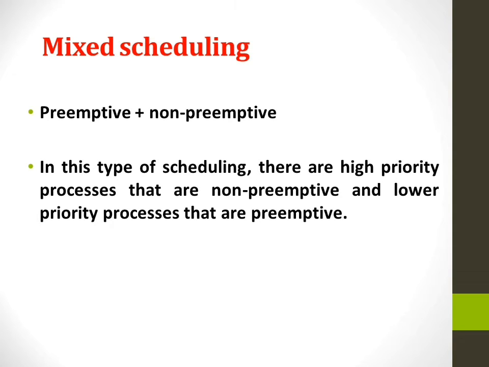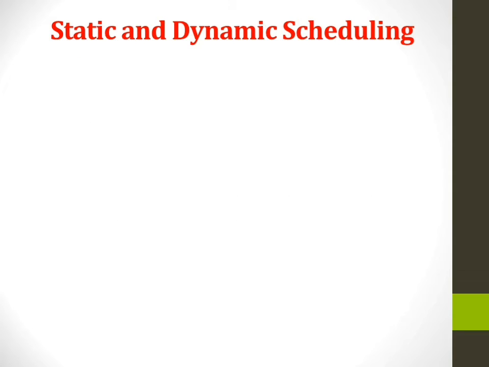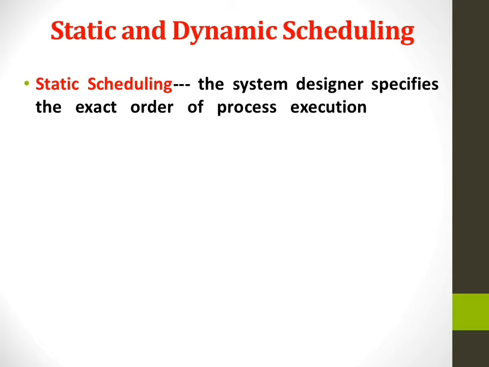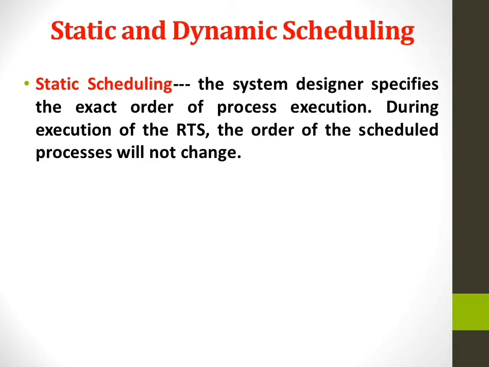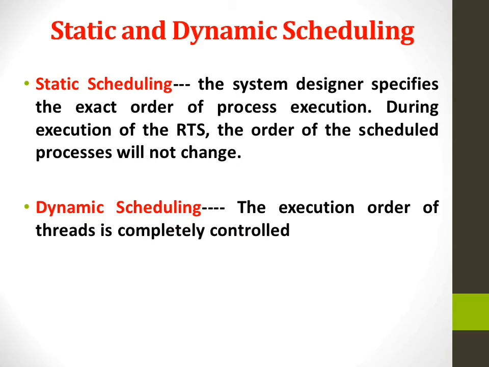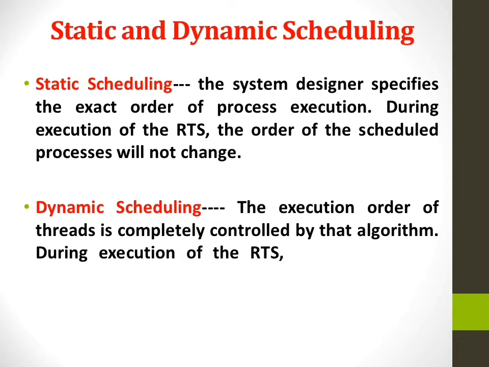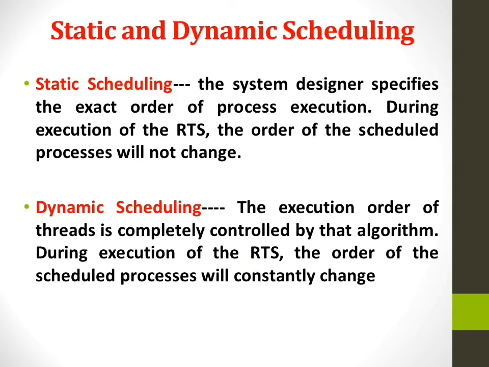Next question, what is the difference between static and dynamic scheduling? In static scheduling, the system designer has analyzed the characteristics of each process and specified the exact order of process execution. During execution of the real-time system, the order of scheduled processes will not change. Dynamic scheduling is the mechanism where thread scheduling is done by the RTS based on the selected scheduling algorithm. Execution order of threads is completely controlled by that algorithm. During execution of the RTS, the order of scheduled processes will constantly change.